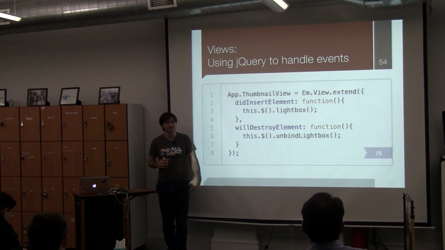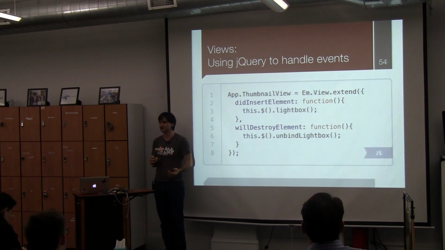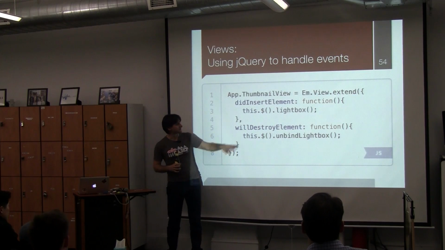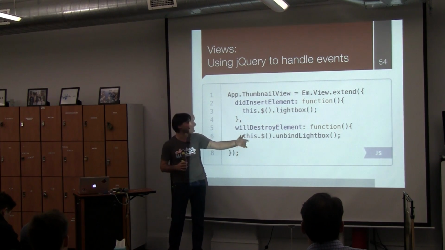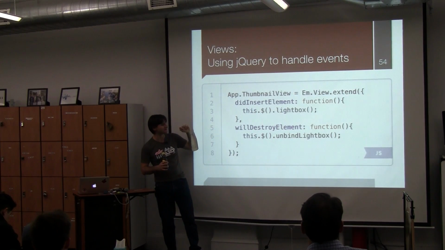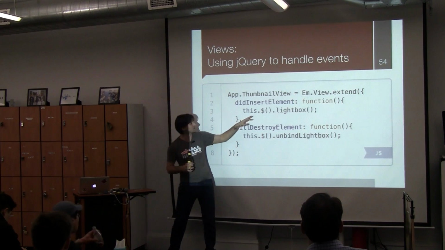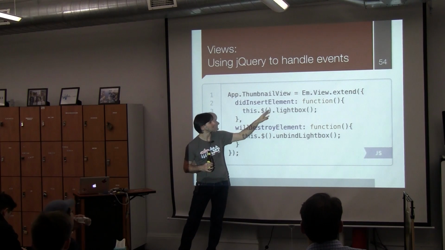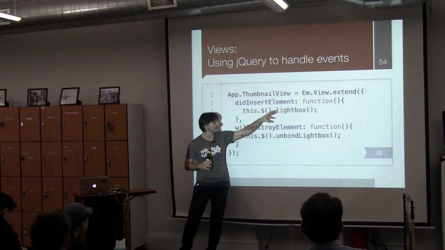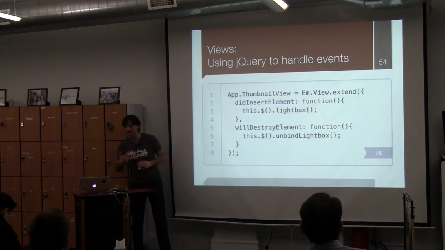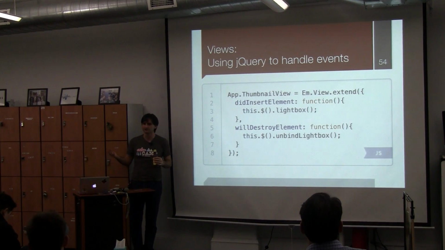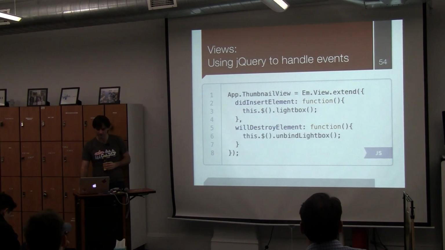Now, typically, you need to clean up after yourself when you're attaching these kinds of event handlers to avoid memory leaks and that kind of thing. And so that's what you would do in willDestroyElement. Perhaps it's unbind lightbox, there are different ways to do it. If you're doing event handlers yourself, you might do this.$().on(eventName), and here you might do .off(eventName). But this is a really powerful way to use existing jQuery plugins, your own jQuery plugins.